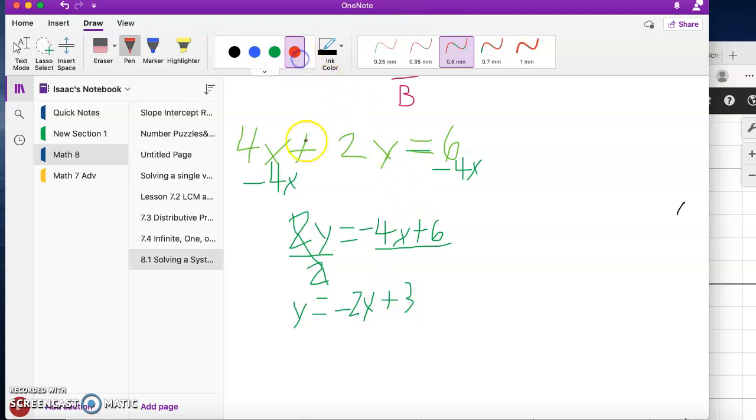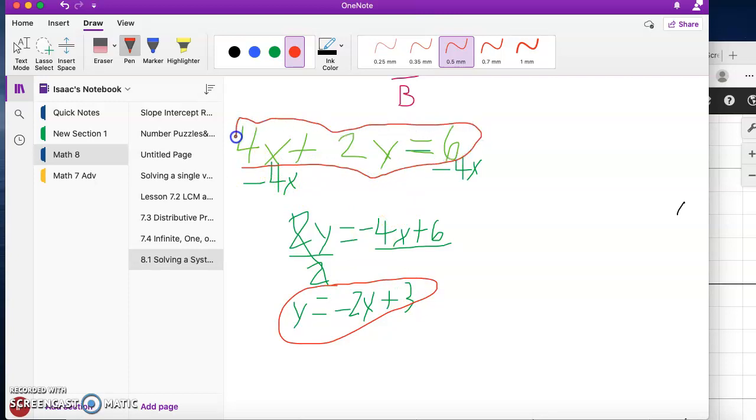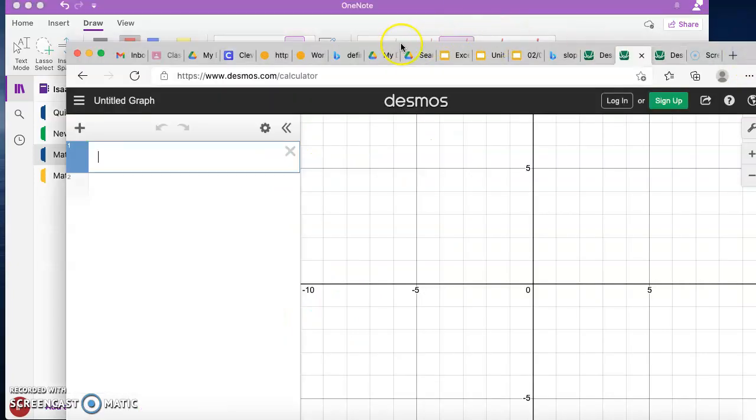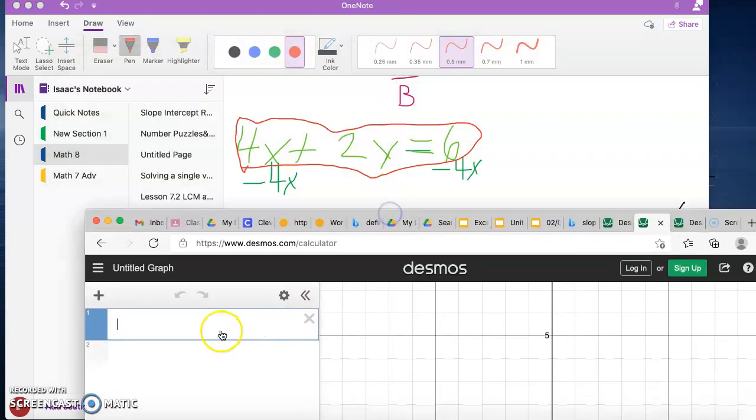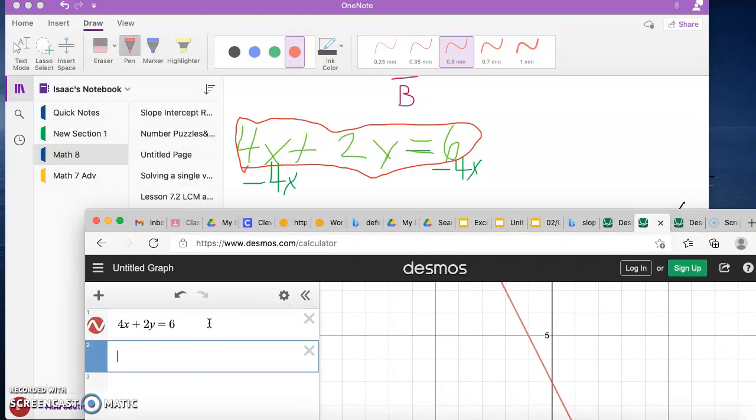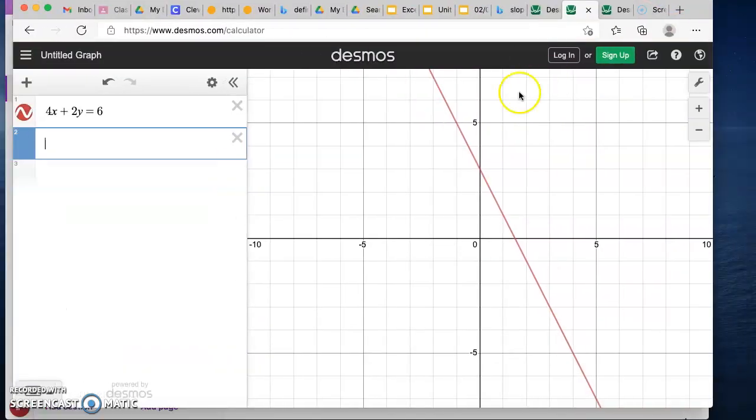Now the truth of it is, these two equations right here, this y equals negative 2x plus 3, and the one that I started out with, where 4x plus 2y equals 6, those are the same. And to prove it, let's put it into a graphing calculator. So let's start out with our original equation, 4x plus 2y equals 6.